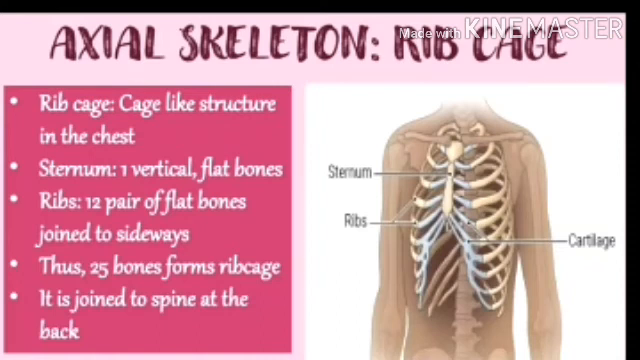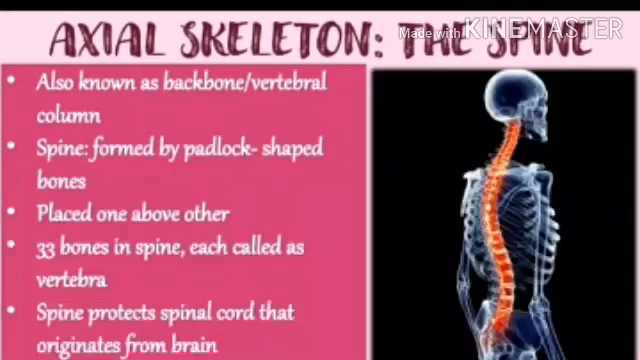Understood everyone? Now the third axial skeleton is the spine. It is also known as the backbone or vertebral column. The spine is formed by padlock-shaped bones placed straight one above the other. There are altogether 33 bones. How many bones are there? 33 bones in the spine, and each bone is called a vertebra.